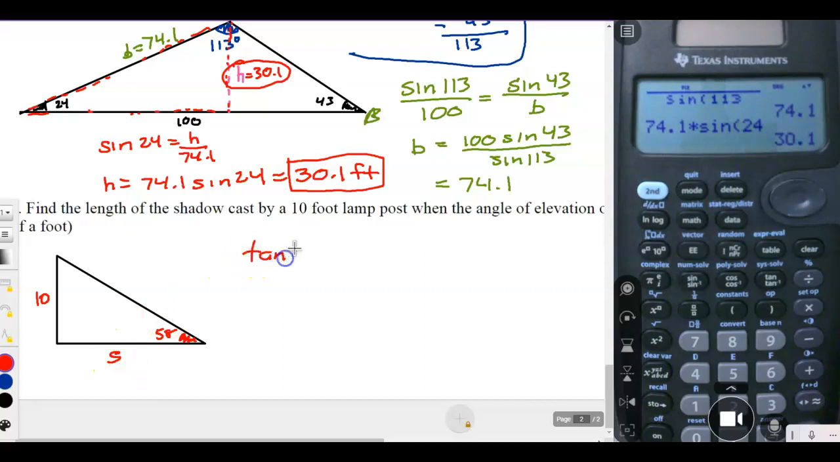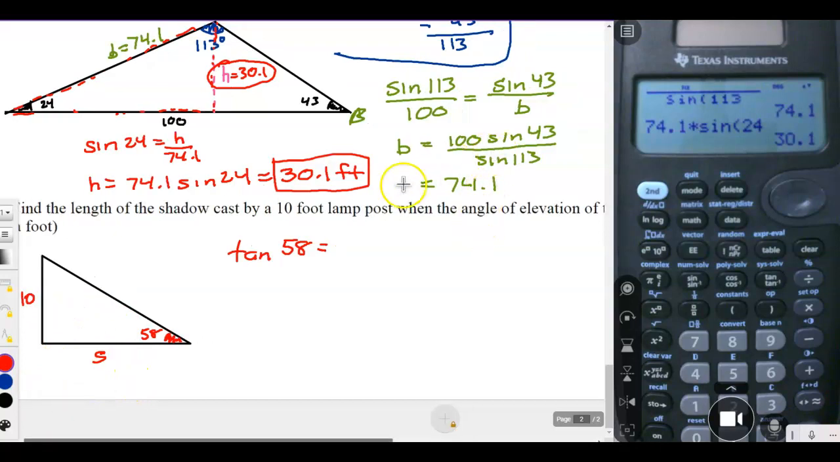So we get tangent of 58 equals 10 over S. Right, so that means S, the shadow, will be 10 divided by tangent of 58. Remember, if our variable's on the bottom here, we just swap those two. It's the same as multiplying both sides by S and then dividing both sides by tangent 58, which effectively just switches the positions of both.